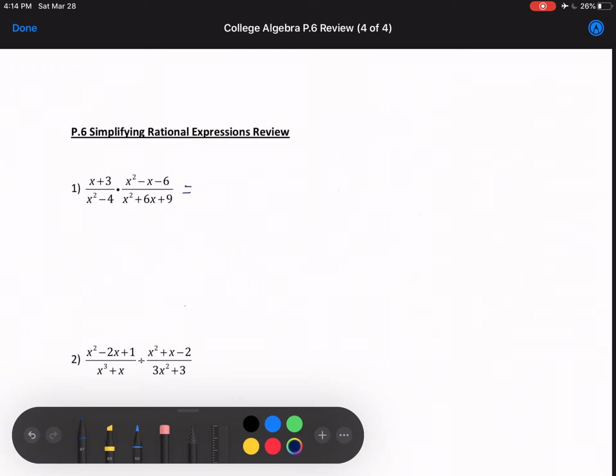P6, simplifying rational expressions review. So remember, when we're simplifying rational expressions, we always want to start by factoring. So if we look at this first one, we have the quantity x plus 3 divided by the quantity of x squared minus 4 times x squared minus x minus 6 divided by x squared plus 6x plus 9.